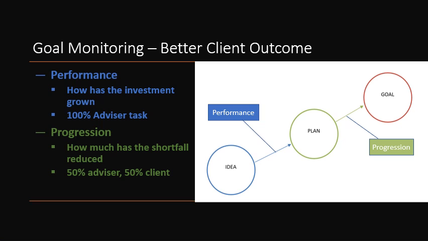The good news here is that unlike the first one, where they put the money in and it's sheer performance and it's 100% advisor's recommendation that matters, with progression, yes, you're trying to make it grow, but the client also takes responsibility for that shortfall. They could, at any point, increase their £200 a month to £300 a month if they know what their shortfall is in order to get to their goal much quicker.